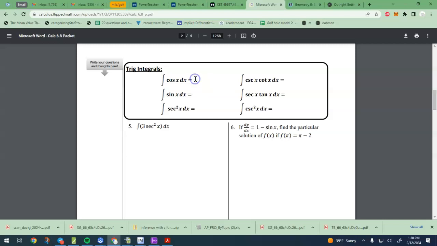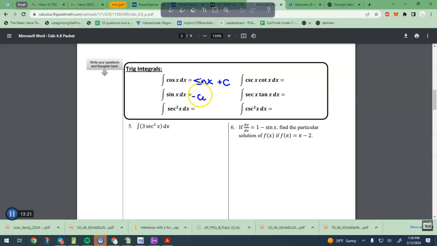So the integral of cosine. So this is reading your sheet backwards. This side, and these would all have a plus c next to them, right? Integral of sine, negative cosine, integral of sec squared is tan, integral of cosecant cotangent is negative cosecant, this one's secant, and this one's negative cotangent.